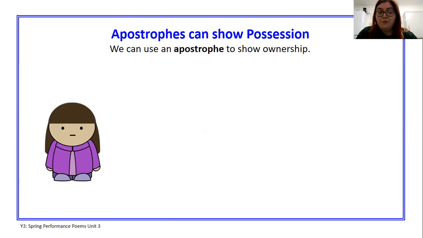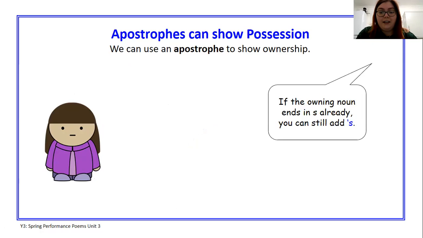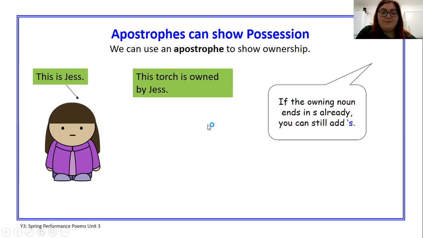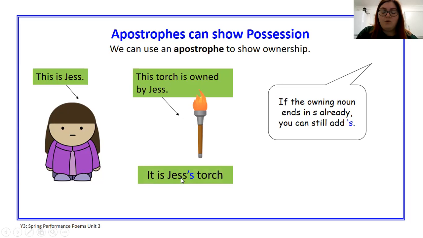I'm going to introduce you to a new character. Her name is Jess. Hello, it's me. Her name already ends in an S, and this is sometimes where the trickiest part is. The torch is owned by Jess. So what would that be if I'm saying the torch is owned by Jess? It is Jess's torch. But you can see here, her name already ends in S. So what we do is add an apostrophe and a third S. So an apostrophe S.